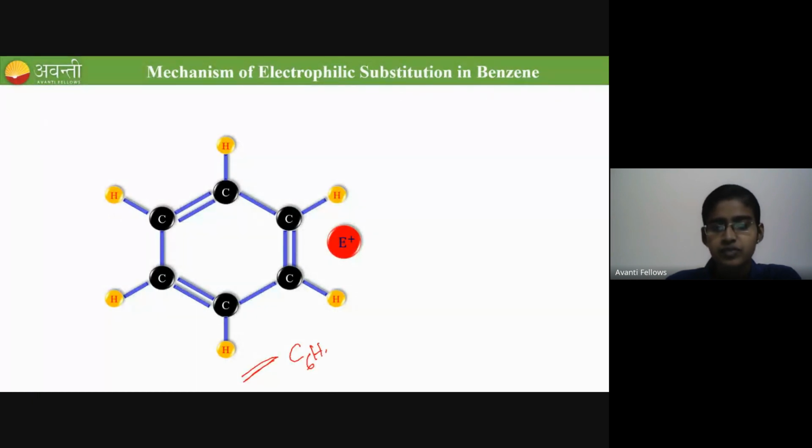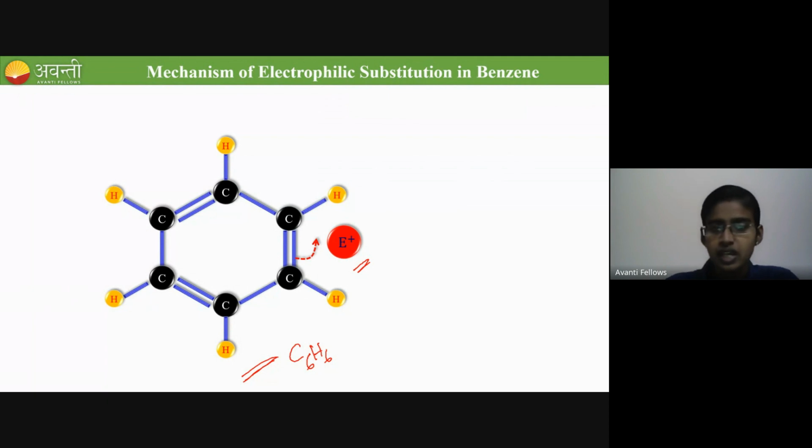C6H6. Each carbon contains one hydrogen. Now this electrophile is coming near this benzene, and one of the double bonds will go and attack that electrophile. It will come and attack because the pi bonds are electron rich species. The electrophile is an electron deficient species, so the electron rich comes and attacks the electron deficient system.